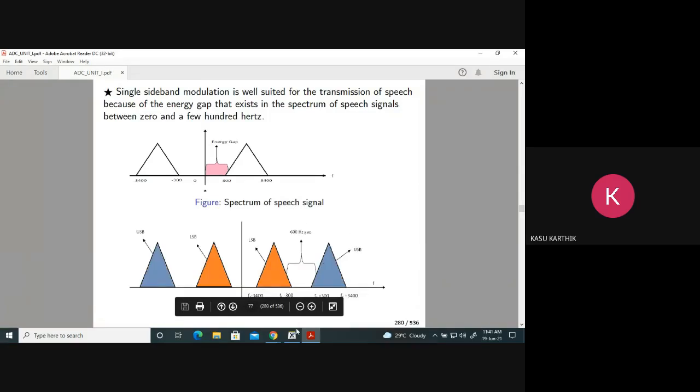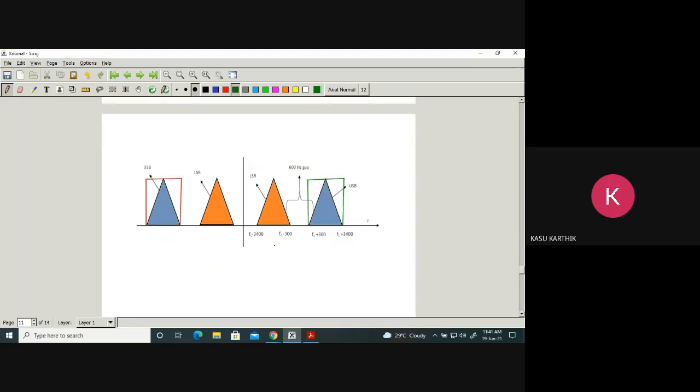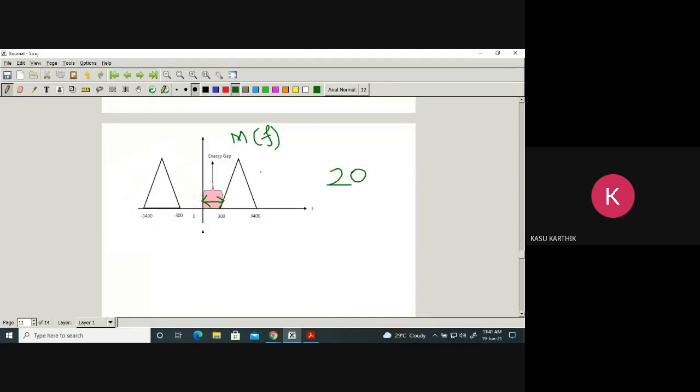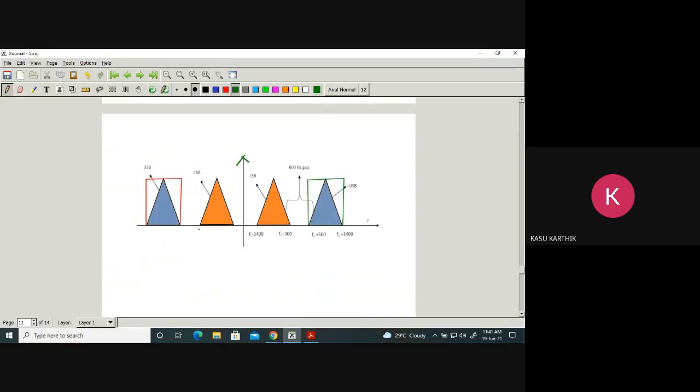Now this is the spectrum of what signal? Can you tell me? This is M of F. Okay. What is the spectrum of this signal? What is it called? It is the spectrum of which modulation? I have discussed three modulations: AM, DSBSC, SSB.